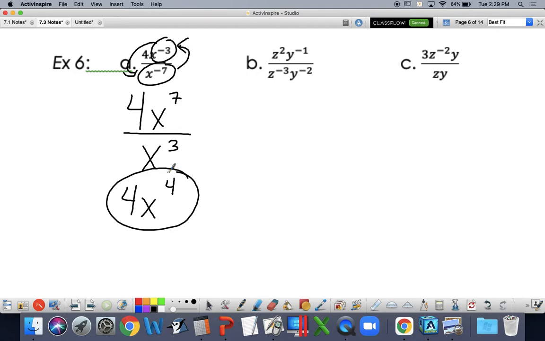All right, looking at our z's and our y's here. I'm just going to go right to our exponent rule. With my z's, because I can only combine those that have like bases, I keep the base and I'm going to subtract my exponents. 2 minus negative 3, 5. I'm going to keep my base of the y, negative 1 minus negative 2, 1.